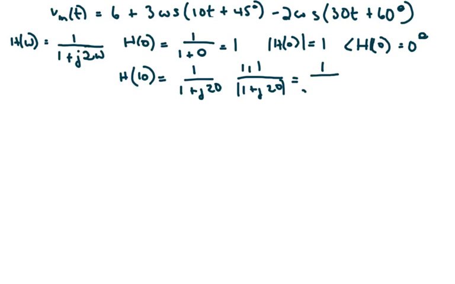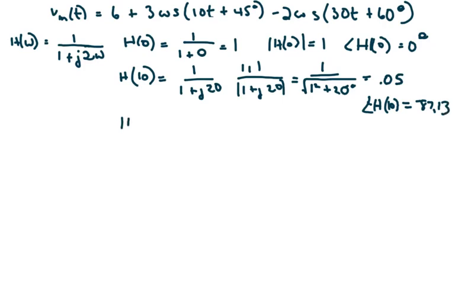So that's just the magnitude of the top over the magnitude of the bottom. Okay, it'd be 1 over the square root of 1 squared plus 20 squared. And that's going to give us 0.05, and the angle at omega equals 10 is going to be negative 87.13 degrees.